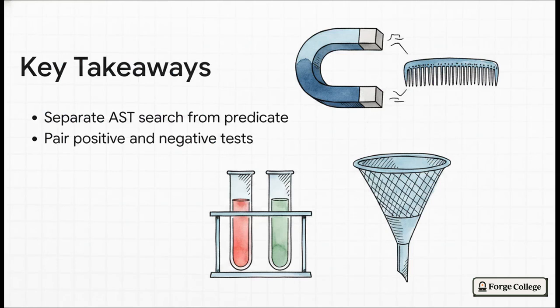So let's summarize our blueprint takeaways. Number 1. Separate your broad AST searches from your semantic predicates. Let the magnet do the heavy lifting and the comb do the sorting. Number 2, never deploy a rule without pairing it with both positive and negative test contracts. And number 3, always iterate. Start broad to catch the weird edge cases and then meticulously document your refinements as you filter out the noise.